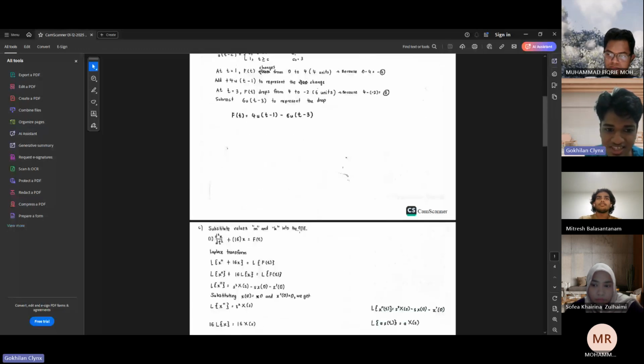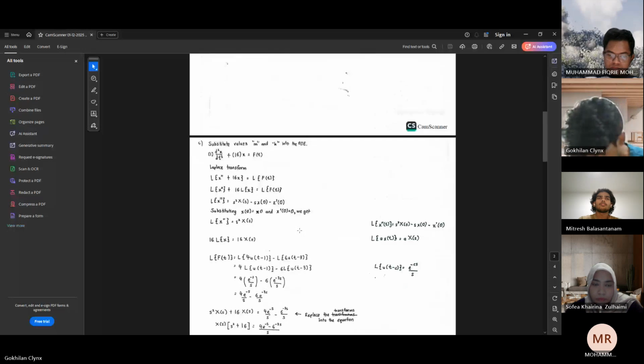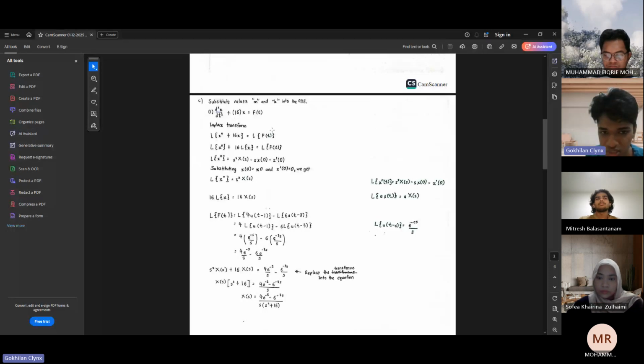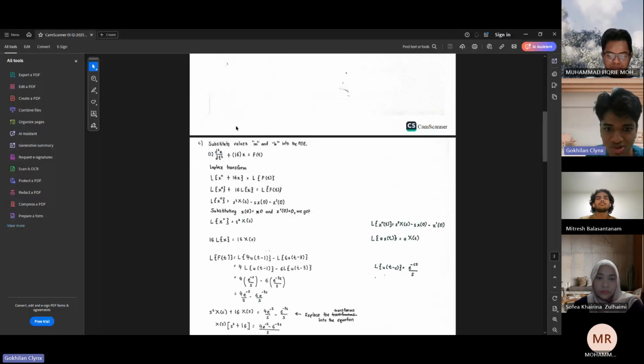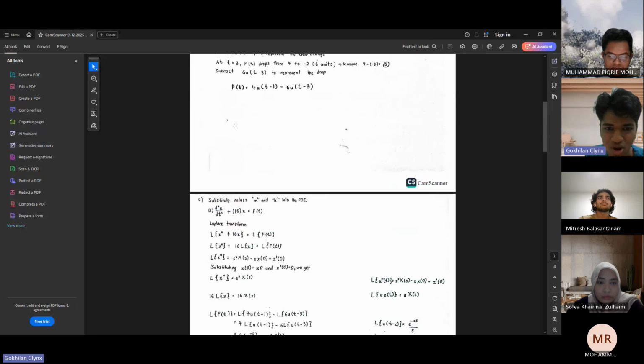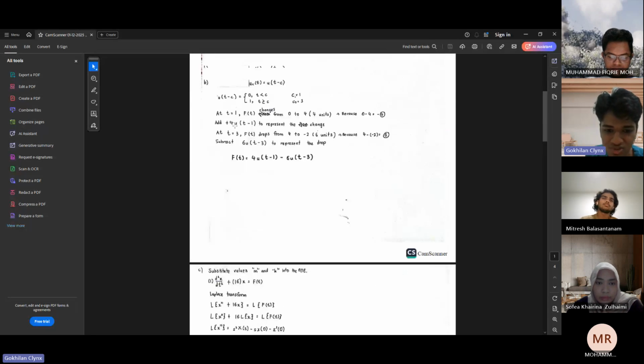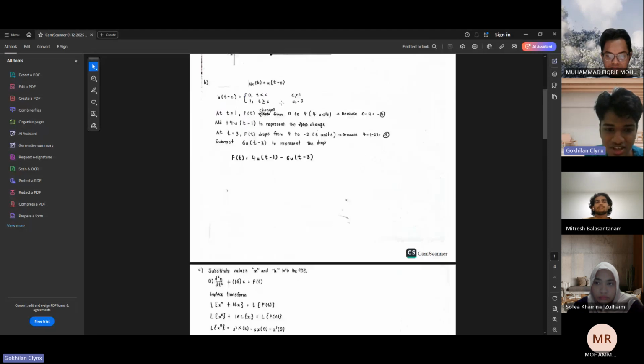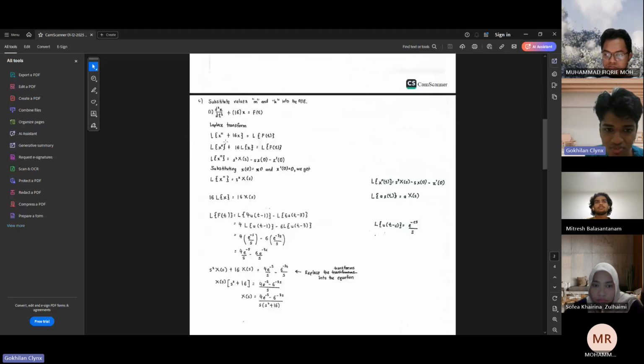For question C, we have to apply the Laplace transform method to determine the frequency domain X(s). So first, we substitute the constant values given in the question, where m is equal to 1 and k is equal to 16, into the differential equation, and we get this equation, and then we apply the Laplace transform on both sides.